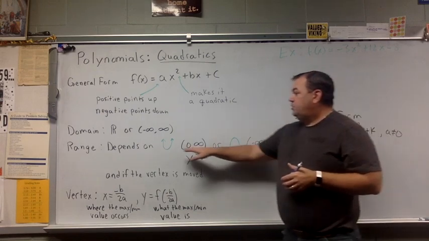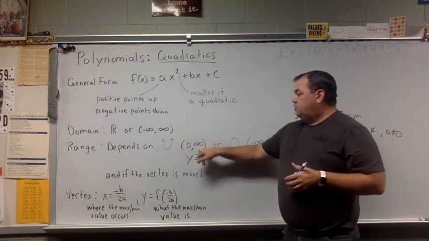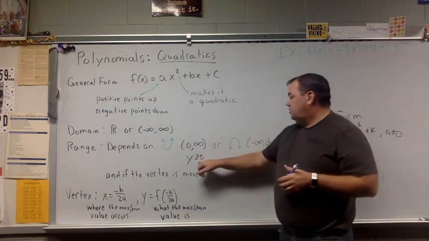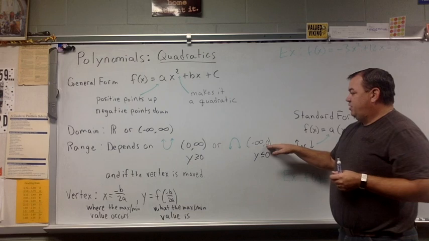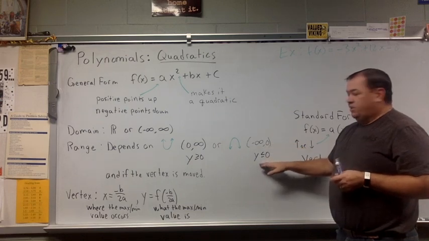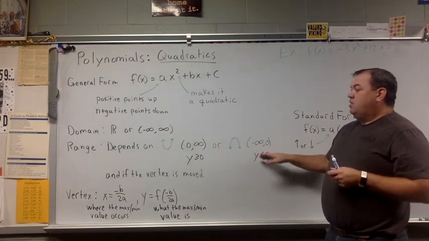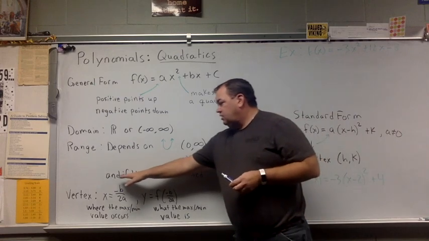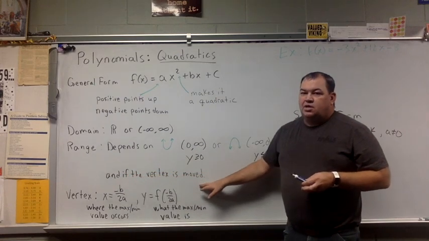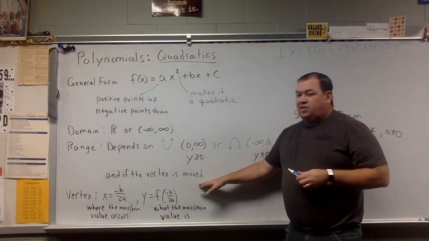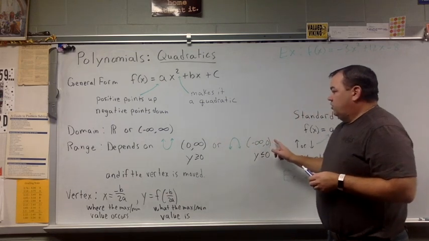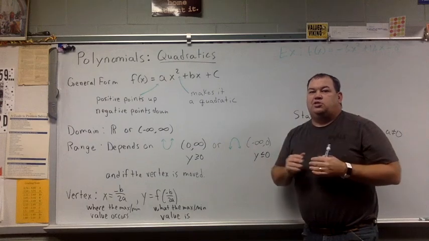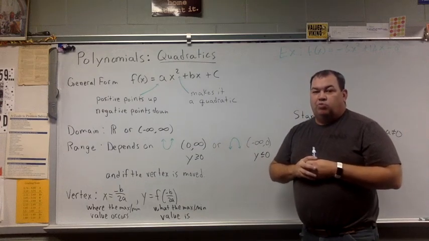So if it's pointing up, it starts at 0 and goes to infinity, so y is greater than or equal to 0. If it points down, I start at negative infinity and I stop at 0. That means y is less than or equal to 0. Now, the other thing we have to keep in mind is if the vertex is moved. I've been talking about a vertex being at 0, 0, but if we move that vertex, this point would also change. The range would also change, even though the domain won't change.